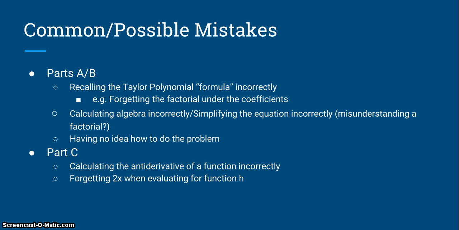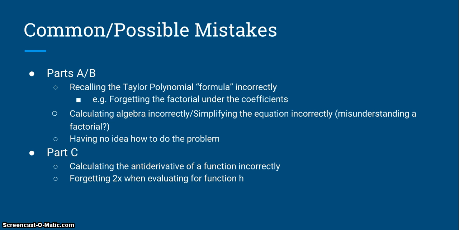Okay, so here are some mistakes. In parts A and B, if you can't recall the Taylor polynomial formula, that's probably a problem. Another problem could be recalling the formula incorrectly, for example forgetting the factorial under the coefficients. That's relatively common. Another mistake could be calculating algebra or simplifying the equation incorrectly, such as misunderstanding what a factorial is, or missing a fraction and accidentally simplifying it wrong.